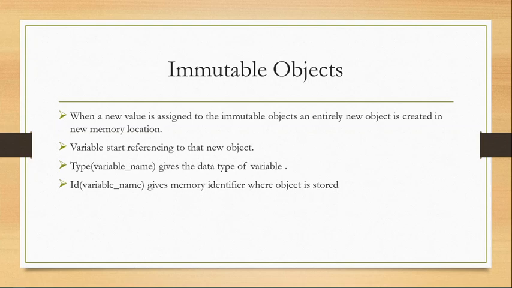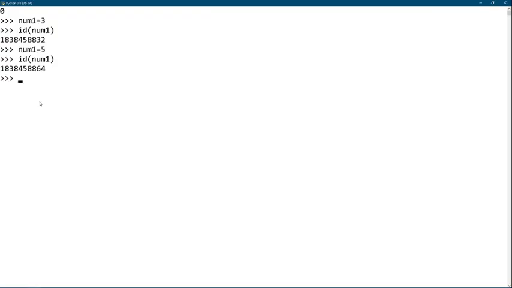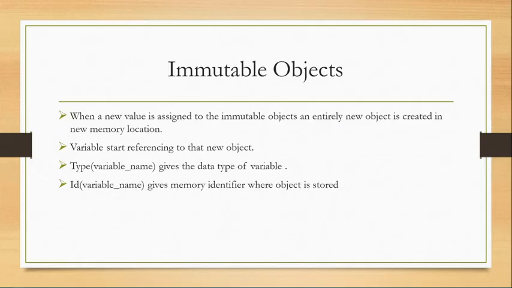If you want to check the data type of a variable, you can use a function called type. For example, if I want to check the type of num1, I will use type(num1). It will give me its data type as int. And for checking the ID, that is the memory identifier, I will use the function id with the variable name. It will give me the memory identifier where the object is stored.